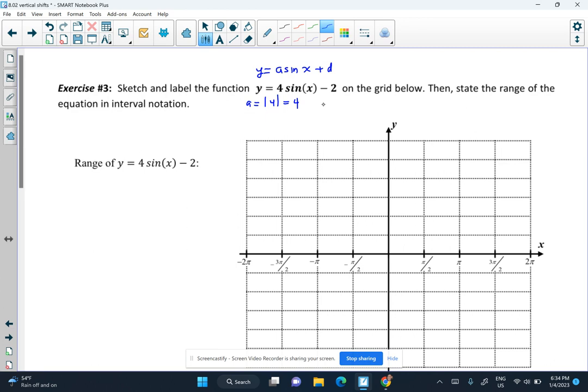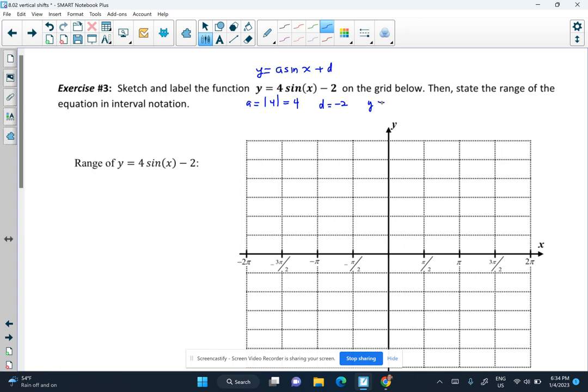The midline, or the vertical shift, is represented by d. So in this case, it's -2. And you can either shift the graph upwards, and so d would be positive, or you can shift the graph downwards, and d would be negative. So d can be a negative value.